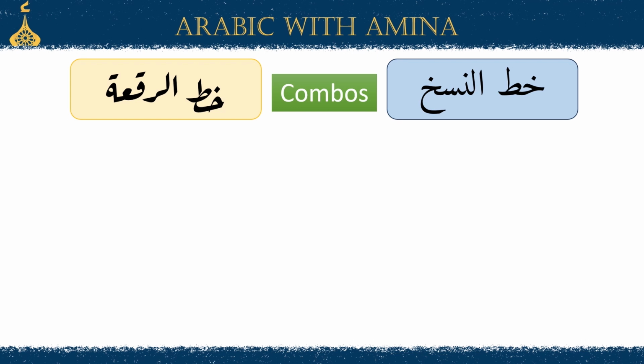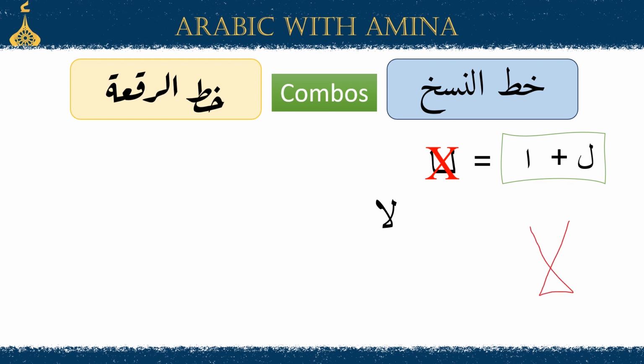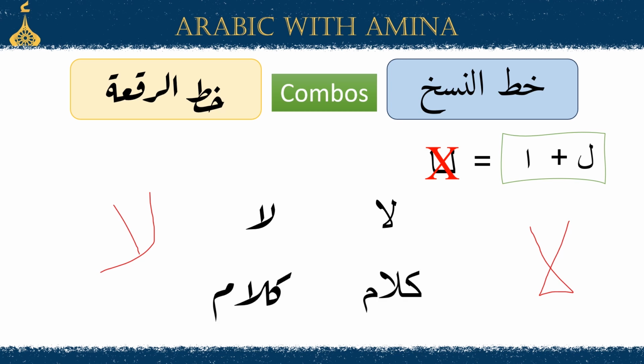Our last letter combination is something you are probably familiar with, but it's worthy of mentioning nonetheless, and that is the letters lam and alif. You'd think it would be written like this, but that is incorrect. Instead, there are two ways it could be written. The first, like this, and so you would write it in this manner. And the second way, as so. But when the lam is attached to a letter before it, the second method should be used, such as in the word kalam.